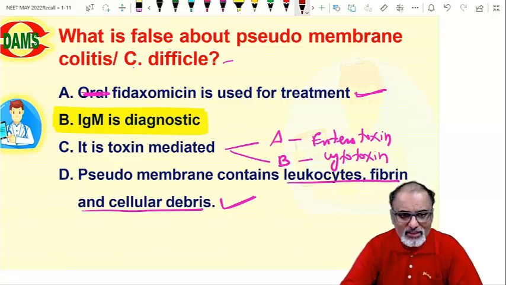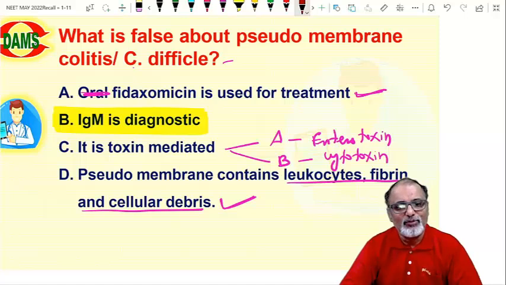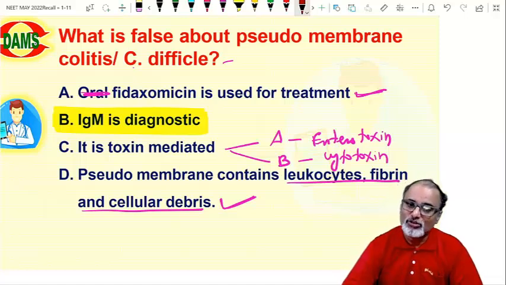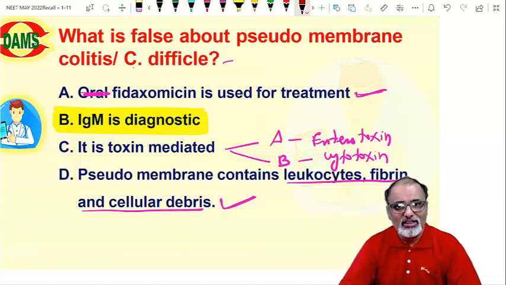IgM, they didn't mention which IgM, whether against toxin or GDH or overall, they just mentioned IgM immunoassay is diagnostic. Now we can't say it's 100% diagnostic. If they specifically mention IgM against some particular toxin, then we can say, but for toxin demonstration, antibodies may not be useful. We need to demonstrate the toxin by using monoclonal antibodies, those kinds of things. So here the false statement is, IgM is diagnostic.